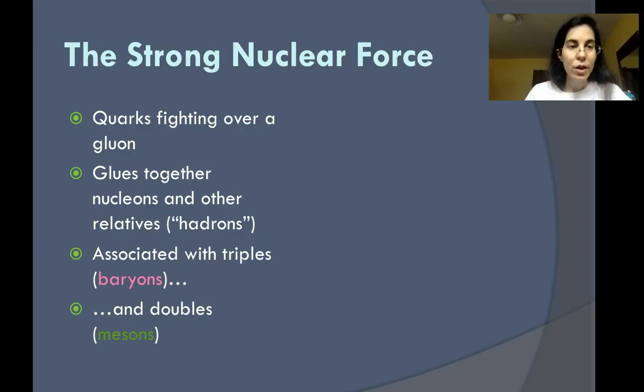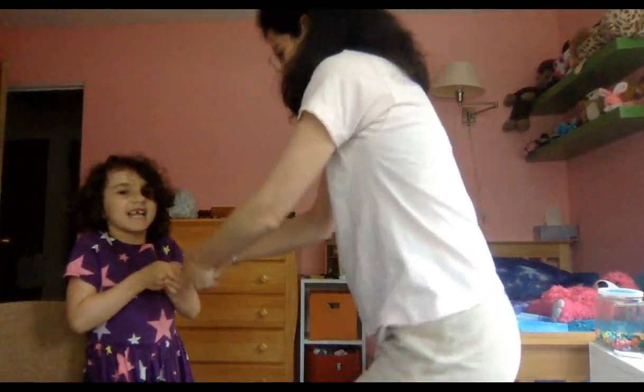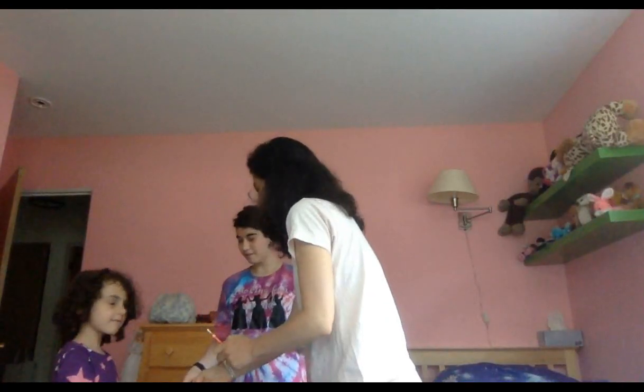So let's put things together what we've figured out about the strong nuclear force. The strong nuclear force is mediated by a little force carrier, or boson, that we call a gluon. The quarks fight over a gluon, and two quarks fighting over a gluon glues together nucleons and their other relatives, what we're going to call the hadron family. My blue gluon. Mine. My green gluon. Mine. My red gluon. Mine!